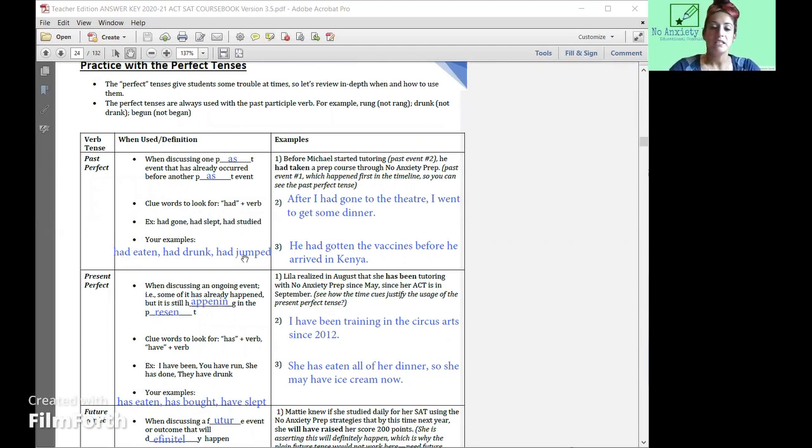So obviously this is the teacher edition, but see if you can think of some of your own, right? Just putting in those verbs. Okay, again, over here, I have some examples as well. So, and I labeled it for you. So before Michael started tutoring, similar to the example I gave you before, so that was your past event, he had taken a prep course through No Anxiety Prep. So you can kind of see in the timeline, the first event and then the second event. So we've got two past events. We know that the past perfect tense is relevant here. Again, I wrote some other examples. I highly encourage you to try to play with this and write your own.